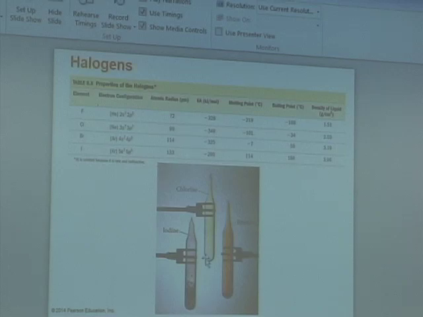And then the halogens, of course, so here's bromine. It's kind of like a reddish, orange, brownish gas, and chlorine, and of course iodine.